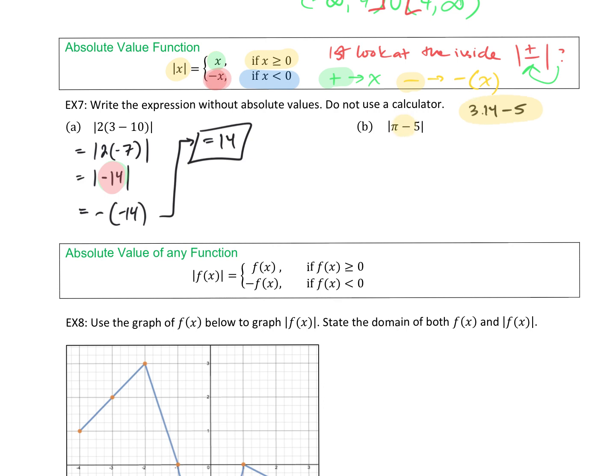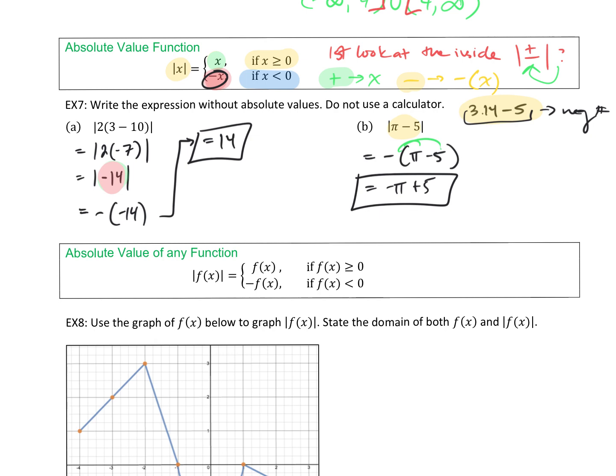So since what's on the inside is negative, what do we have to do to drop the absolute value signs? We have to take the opposite of it. So the opposite of pi minus 5, again, we drop the absolute value signs, but we have to take the negative because this outcome would be a negative number. And then we could go ahead and simplify if we wanted to, and we get negative pi plus 5. And that would be it.